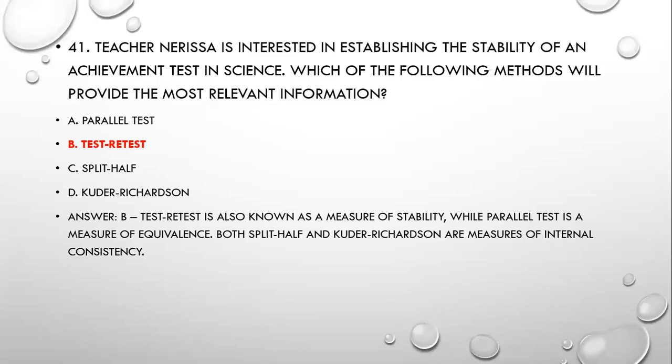Number 41. Teacher Neresa is interested in establishing the stability of an achievement test in science. Which of the following methods will provide the most relevant information? The answer here is test-retest. Test-retest is also known as a measure of stability, while parallel test is a measure of equivalence. Both split-half and Kuder-Richardson are measures of internal consistency. So the answer is test-retest.